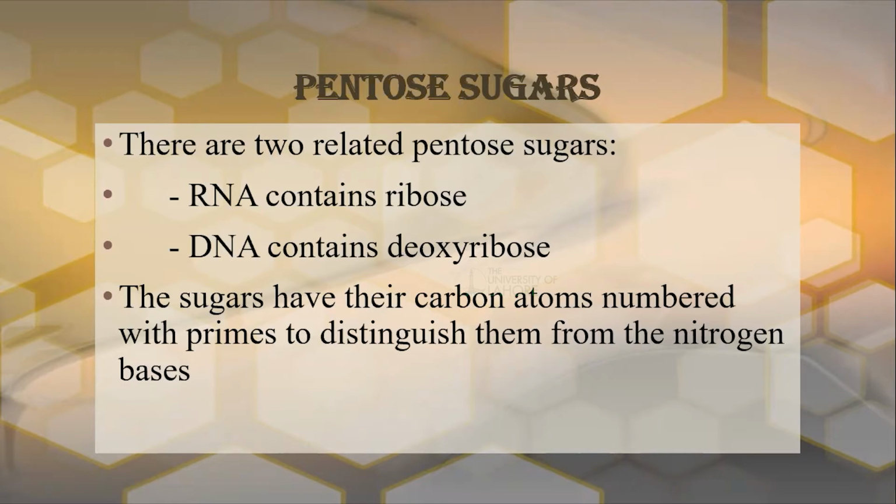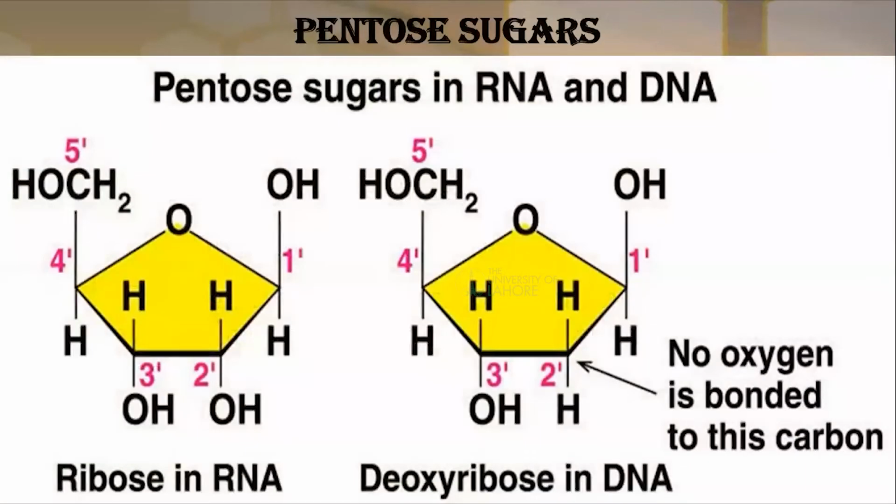As I have already told you, they both contain sugar in their structure. The sugars have their carbon atoms numbered with primes, to distinguish them from the nitrogenous base. So you can see the ribose in RNA, carbons 1, 2, 3, 4, with the structural arrangements, and the deoxyribose in DNA. Here we have the hydroxyl group, and in DNA we are missing the hydroxyl, with only hydrogen. Oxygen is missing, that's why it is only a hydrogen.